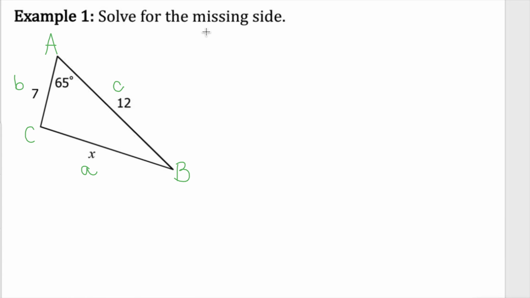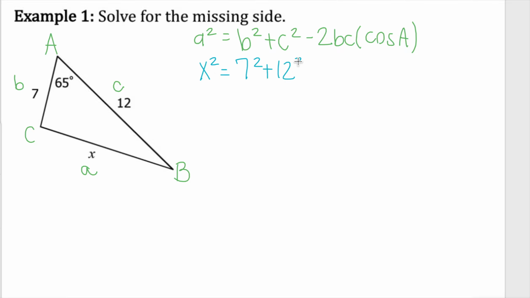I'm going to write that formula down for the first example we do, but then after this, hopefully we catch on. So what I'm going to do is plug in everything and then talk about how we can walk through this. I don't know a, so I'm going to just leave that as x squared, but b squared is 7 squared and c squared is 12 squared, and then minus 2 times 7 times 12 times the cosine of A, which is the cosine of 65.